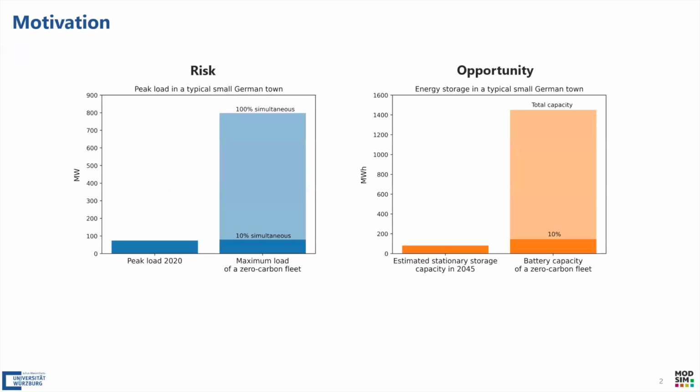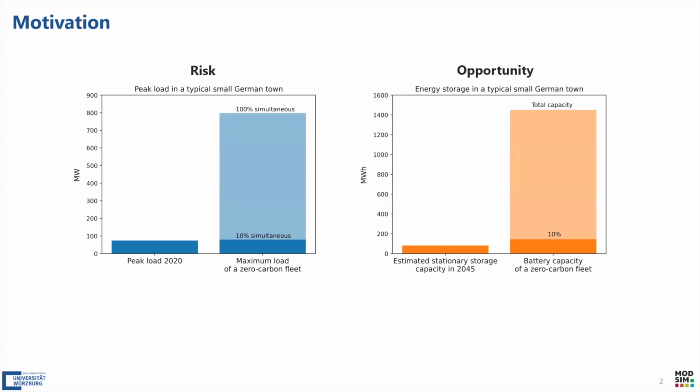I just want to give you a very quick motivation of why you should include electric vehicles in your larger scale energy system models. I think it's quite clear. We just have high risks due to the high peak loads and high opportunity due to the immense amount of energy storage that the electric vehicles represent.